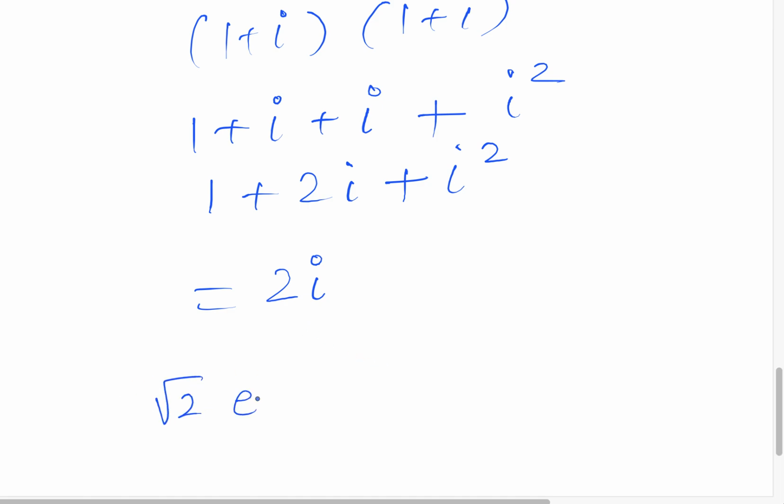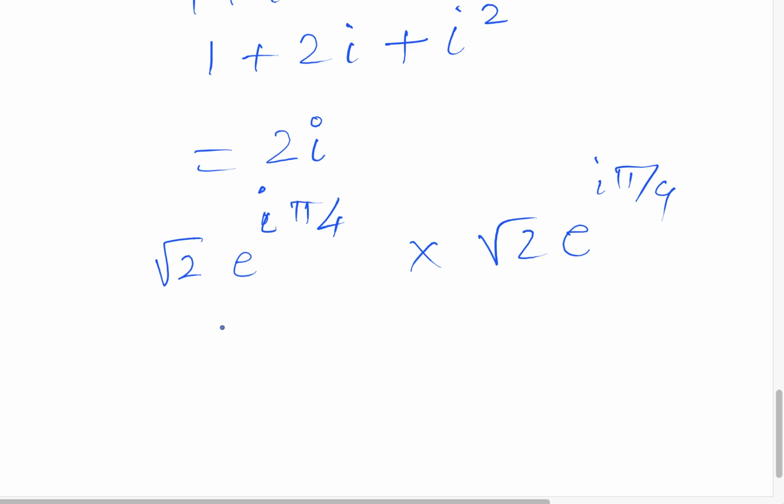If I think of it in Euler's form, then look at how easy the multiplication is. I know that the modulus gets squared, which means 2. The arguments get added, which means pi by 2. That means the number is only on the imaginary axis, which is 2i. So that's why the Euler's form is easy when it's product, quotient and powers.